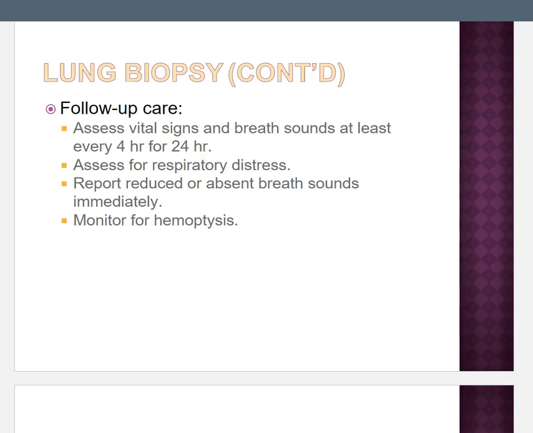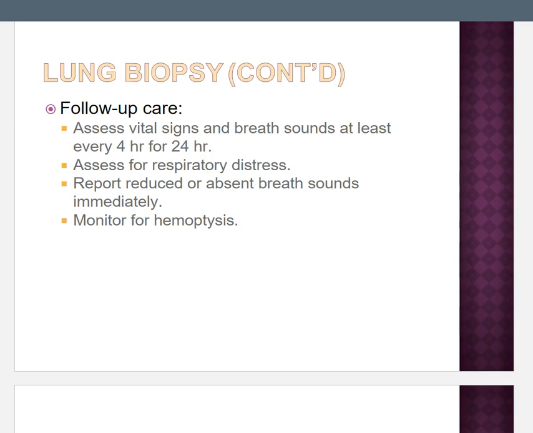Listen for any reduced or absent breath sounds, and we know what the signs and symptoms of losing blood are: increased heart rate, decreased blood pressure. And so you want to watch for things like hemoptysis. Is the patient bleeding? Is there a lot of bleeding that he's coughing up? Not a good thing, especially if it's bright, frank red bleeding. Okay, you need to notify your physician immediately.